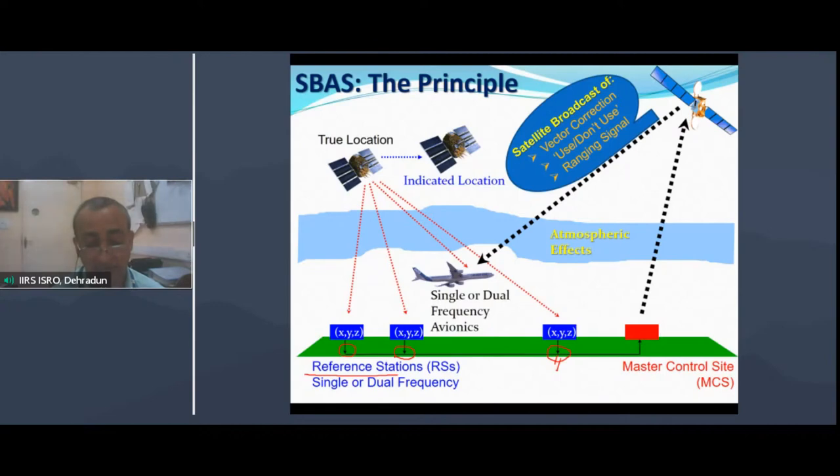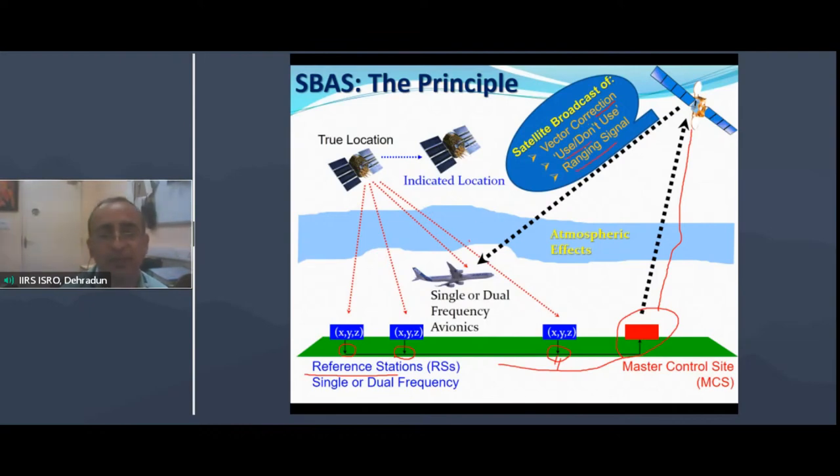Sorry, and these corrections are then sent to the master control site. So this is the master control station where these corrections are received every 1 second or every 2 seconds, whatever the rate is defined. And these corrections are uploaded from the master control to a geostationary satellite in that region, and then these corrections are transmitted by the satellite in the atmosphere as a satellite broadcast, having vector corrections, having use and do not use, and ranging signals.